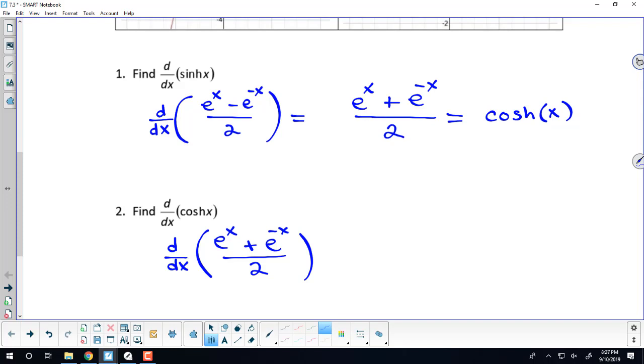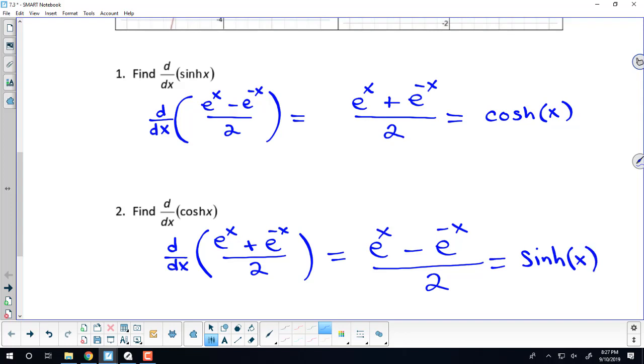Do the same thing for the derivative of cosh. Derivative of e to the x. Derivative of e to the negative x. And then our constant, times 1/2. So we see that is sinh. Okay. So we'll come back to that in a minute. Does anyone have any questions about those things?